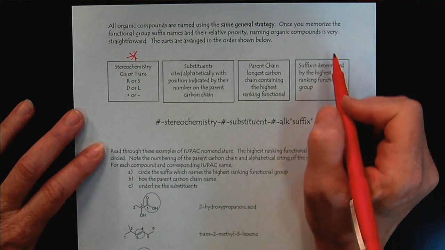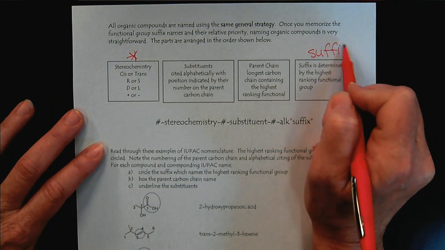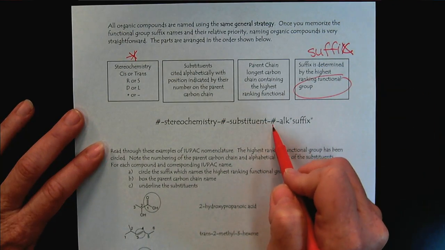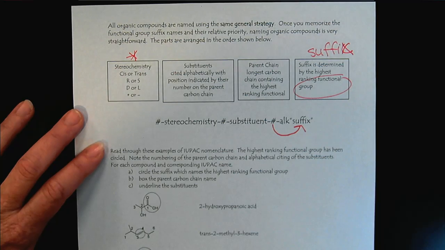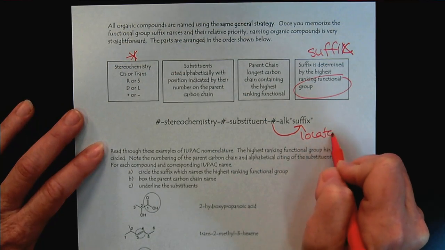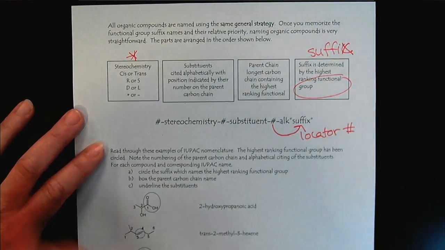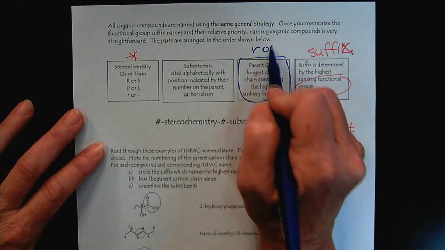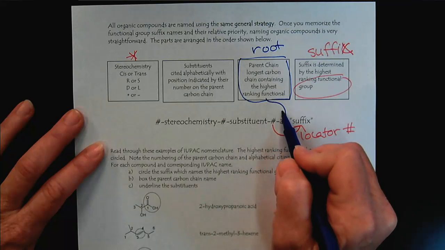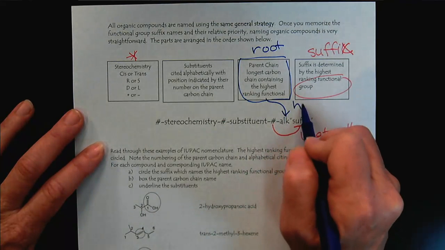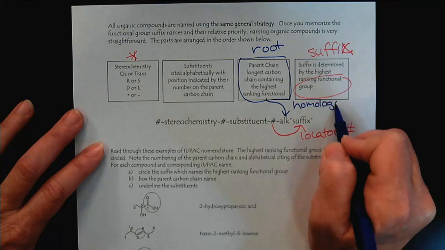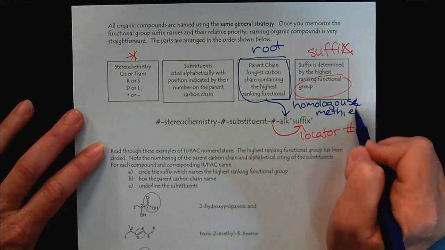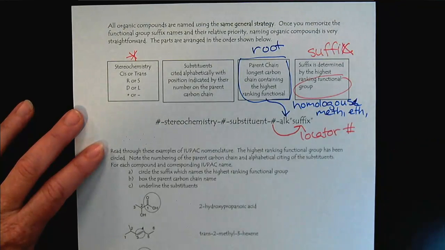So the suffix, that's the key part because that tells us about the functional group. And so we have to tell everybody where the functional group occurs, so it needs a locator number. Then we will have our parent. You could think of this linguistically as the root, and that's where the alk comes in, and this is our homologous series. So that's where we have meth, eth, prop, but, all of that.